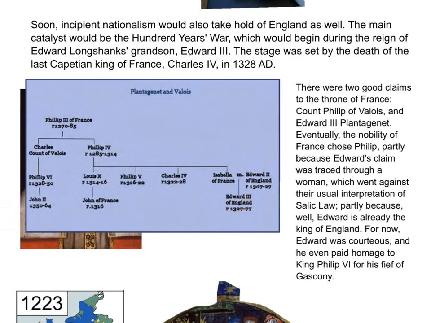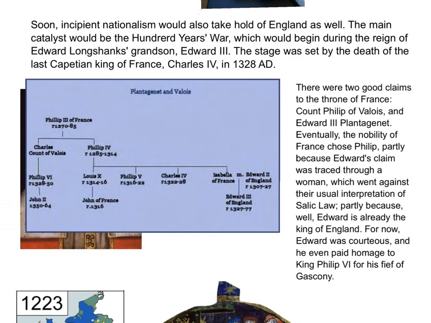But here's the problem. The French nobles did not choose Edward III, partly because his claim is traced through a woman, Isabella the She-Wolf of France. She, by the way, is the queen that shows up in the movie Braveheart. And the problem is, the French interpretation of Salic law normally forbade tracing lineage through a woman. And you can see that's the case with Edward III. Of course, the other problem is very simple. Edward III is the King of England, and no King of France wants the King of England to be the King of France. For now, Edward was courteous about this.